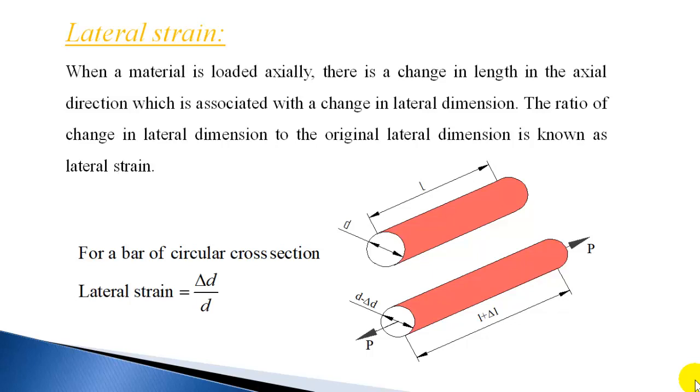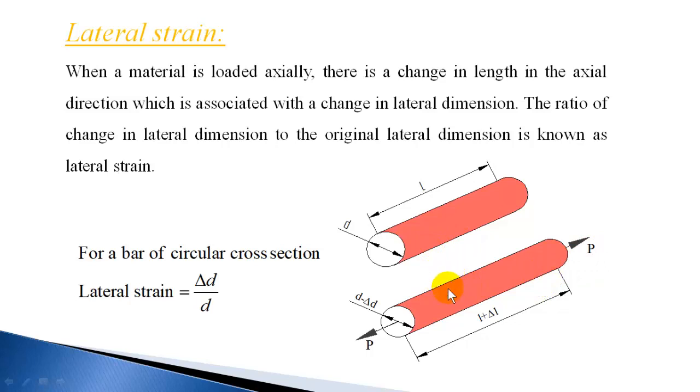So change in length in this bar, the linear strain is delta L by L. Initially the length is L, and after the load is applied, the length increases by delta L. So the linear strain induced is delta L by L, the change in length divided by original length. That is a linear strain or a longitudinal strain in the direction of the load.